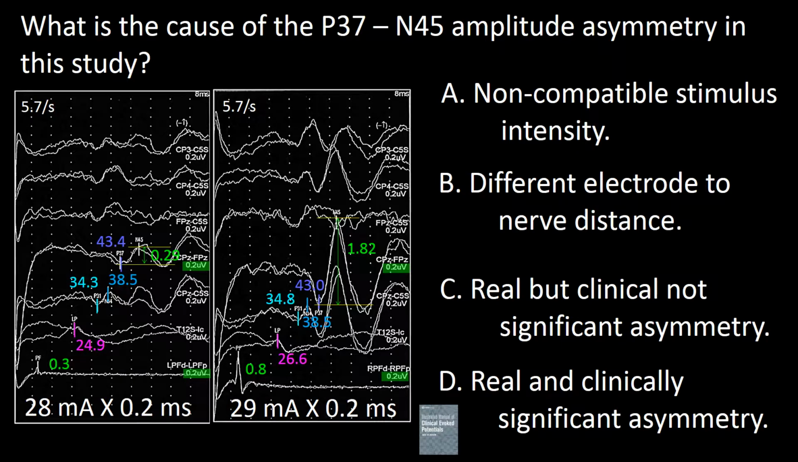Next question. What is the cause of the P37 to N45 amplitude asymmetry in this study? Please look at the panels below and try to answer the best choice. A. Non-compatible stimulus intensity. B. Different electrode to nerve distance. C. Real but clinically not significant asymmetry. D. Real and clinically significant asymmetry.